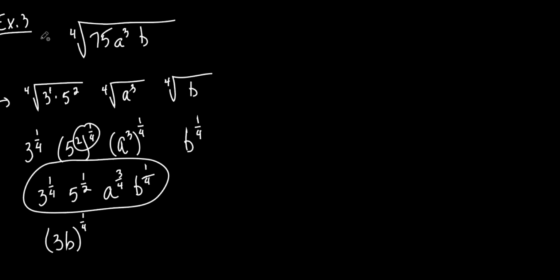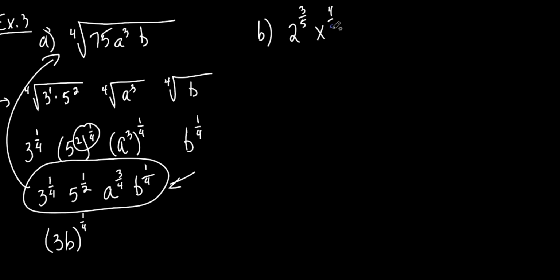Let's do that. So this is part A. Oops. Part A, and this is part B. This one, you're going the other way. This one, they give it to you like this, and you want to write it like that. Okay? So it's 2 to the 3/5, times x to the 4/5 and y to the 1/2 power.